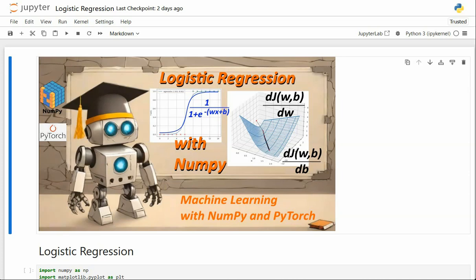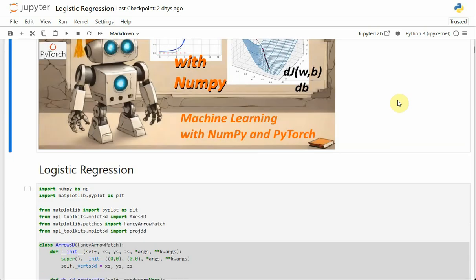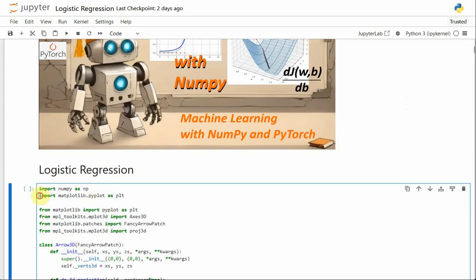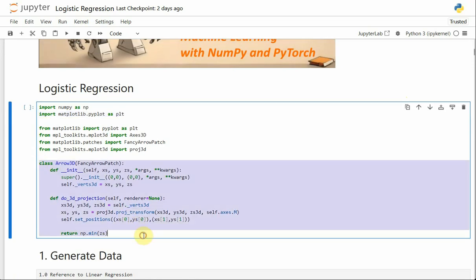Hi everyone, in this video I will explain logistic regression and its NumPy implementation. So we will start off importing necessary libraries like NumPy, matplotlib, and also a helper class to draw 3D arrows.